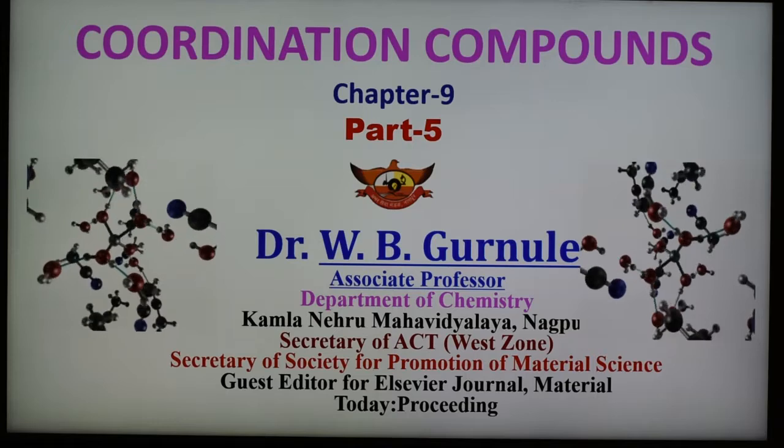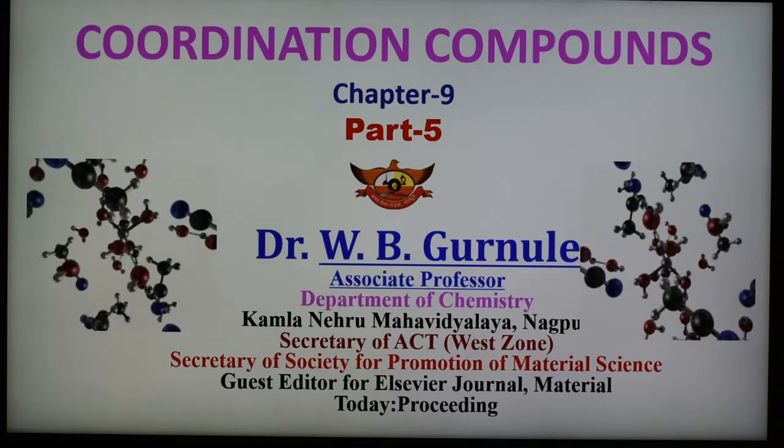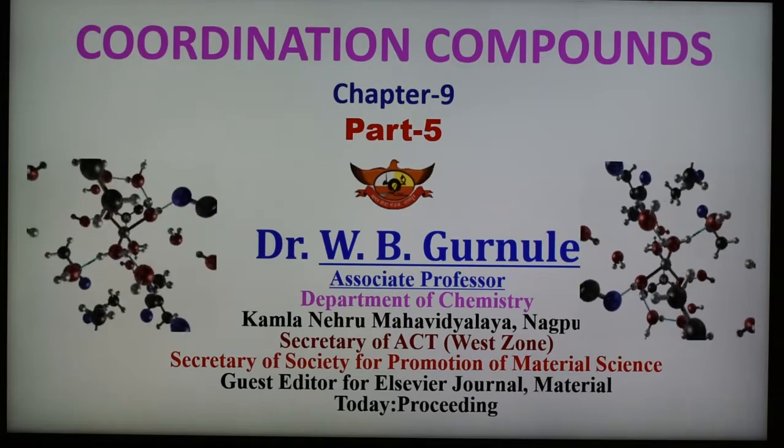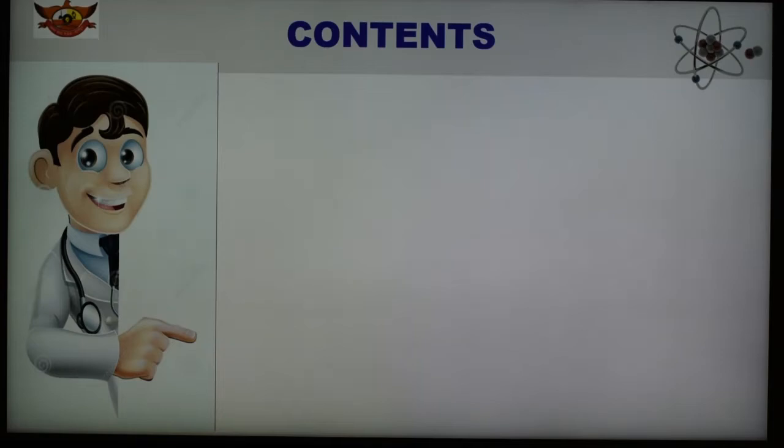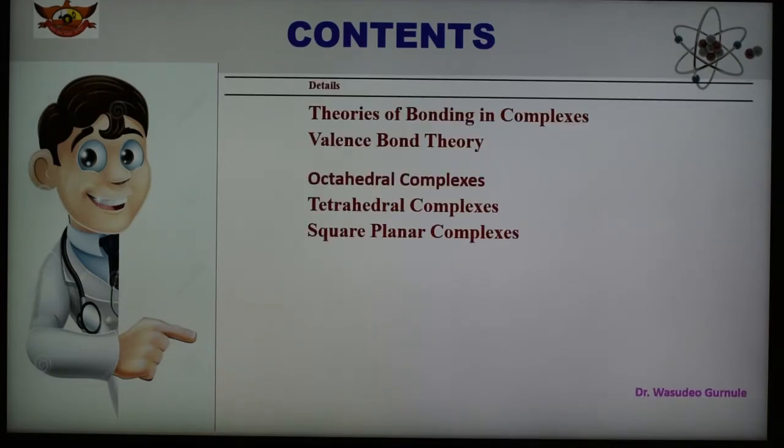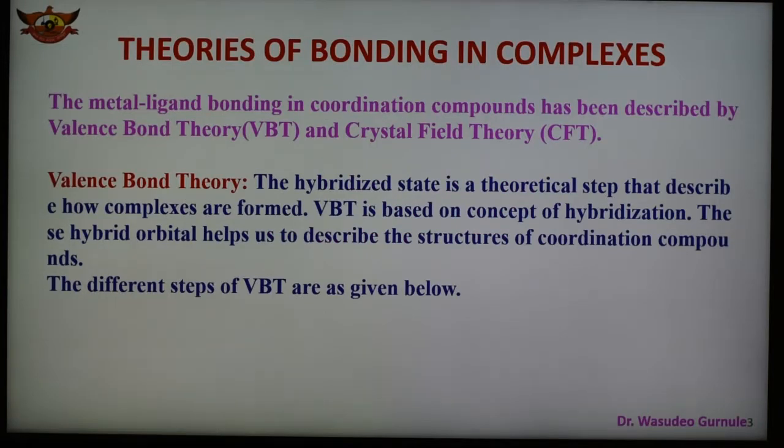And as we know, today we are going to discuss the valence bond theory, that is in short VBT, which is given by Pauling. And here are the different topics that have been given: theories of bonding in complexes, valence bond theory. And as we know, there are different types of theories. In valence bond theory we are discussing the examples and formation of octahedral, tetrahedral and square planar complexes. And here, in theories of bonding in complexes, metal ligand bonding in coordination compounds is described by VBT and crystal field theory.